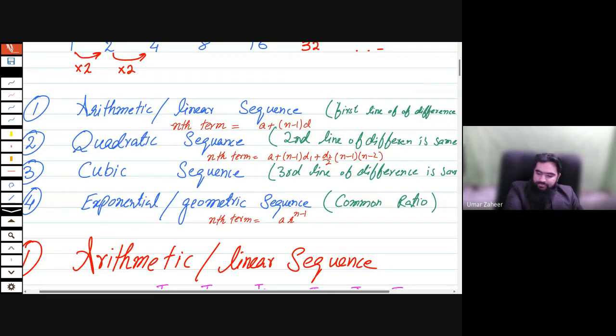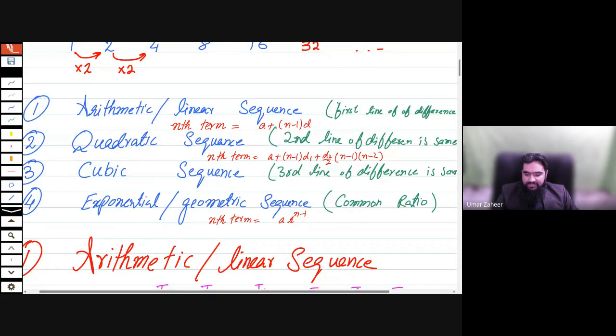Now, these are the things that you need to memorize. These are the formulas for the sequences that we are going to use when we are solving the questions. Obviously, we have the questions on patterns as well. But in today's class, I just delivered the concept: what is a sequence, what is arithmetic, quadratic, cubic, exponential, and how we can find the nth term or any term of an arithmetic sequence, a quadratic sequence, and an exponential or geometric sequence.